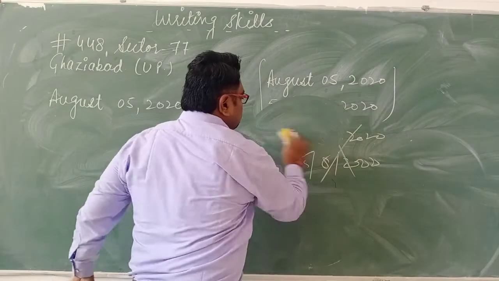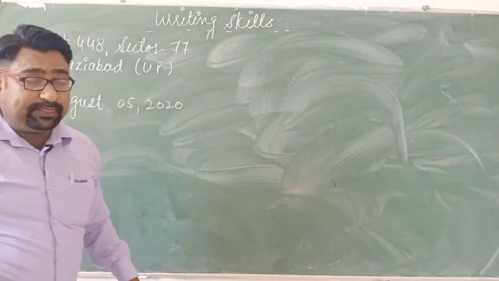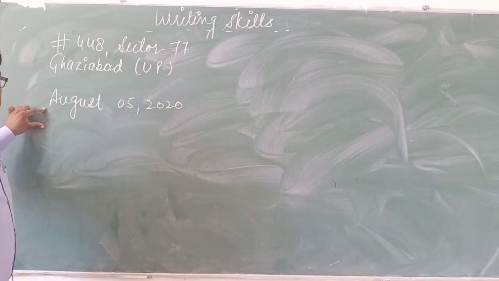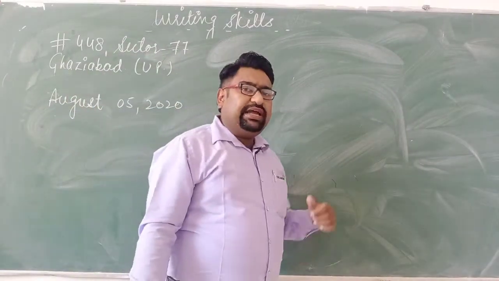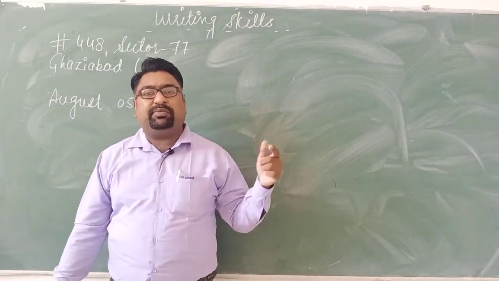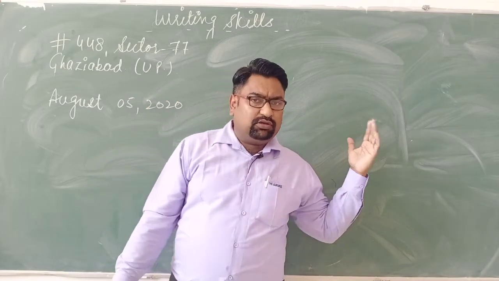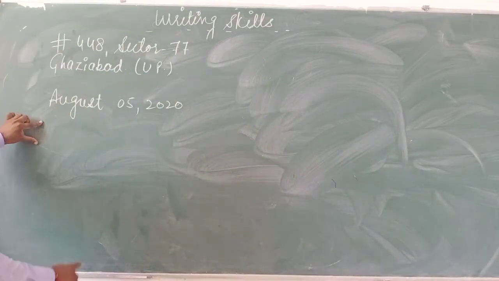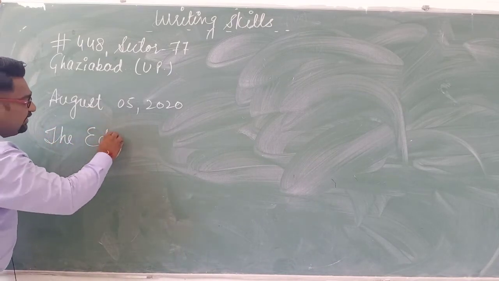Clear? Now step number 3, again skip a single line. Step number 3 means receiver's address. Who is the receiver? The editor of the newspaper is the receiver, to whom you are going to send a letter. That person is called the receiver. So I simply write down over here, first of all, his post, the editor.